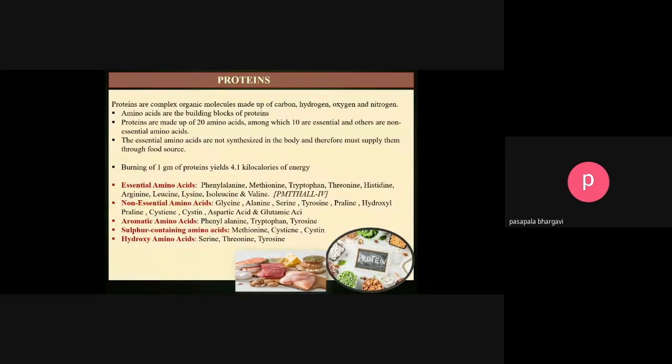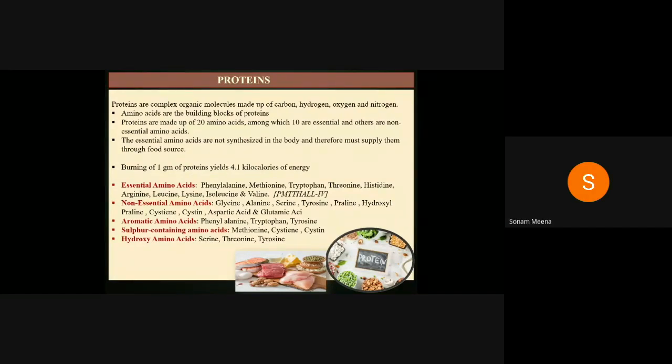The trick to remember essential amino acids is PM, PT, all IB. Essential amino acids are phenylalanine, methionine, tryptophan, threonine, histidine, arginine, leucine, lysine, isoleucine, valine. Non-essential amino acids are like glycine, alanine, serine. If you remember the essential amino acids, we can easily identify the non-essential amino acids.